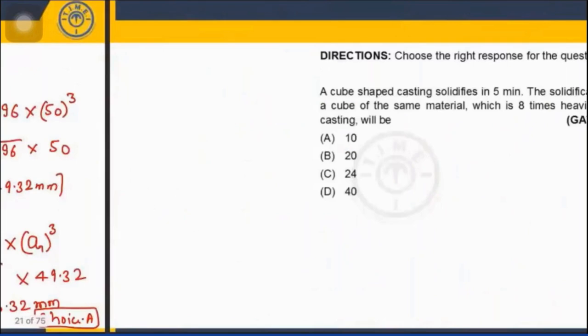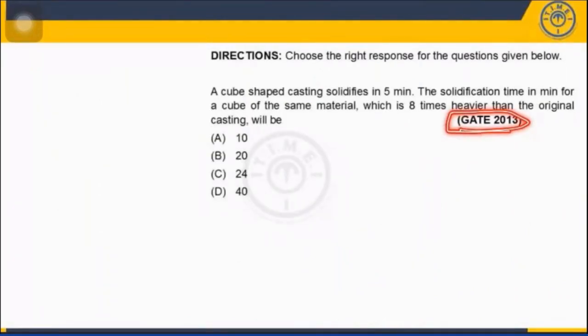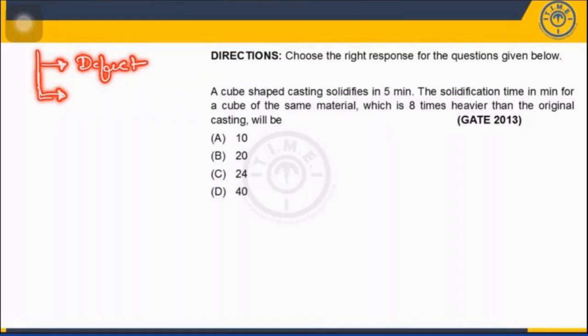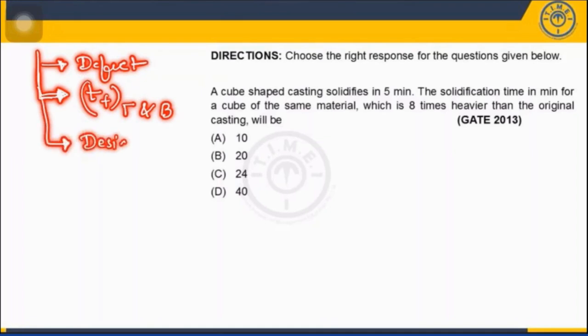Now, one more question was asked in GATE 2013, which is related to the solidification time. That's why I have told you in casting, three types of problem are important. The first one is the question will come from the defect. The second type, how much time is required for filling the mold cavity from the top gate system and the bottom gate system. And the third one, the design of riser. Design of riser means how much solidification time is required.